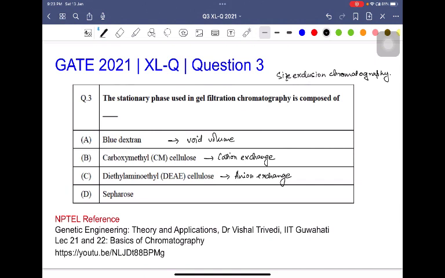And the last option that we have here is our answer, that is saccharose. The stationary phase that can be used in gel filtration chromatography is saccharose, and this stationary phase can have several different molecular weight cutoffs. Like we can use saccharose 200, which means its molecular weight cutoff is 200 kilodalton. We can use saccharose 75, which means its molecular weight cutoff is 75 kilodalton. So this actually varies, and this will vary according to our experiment as well. So that is our answer.